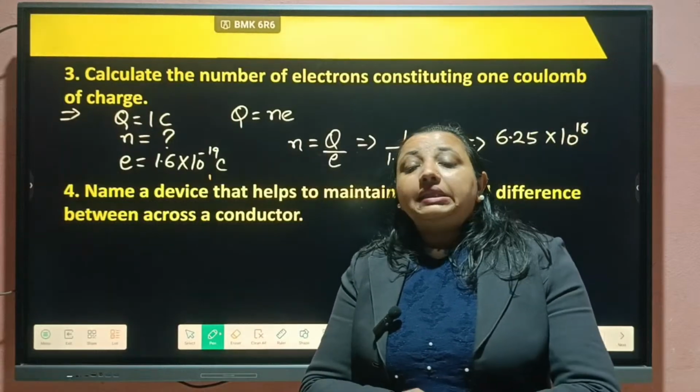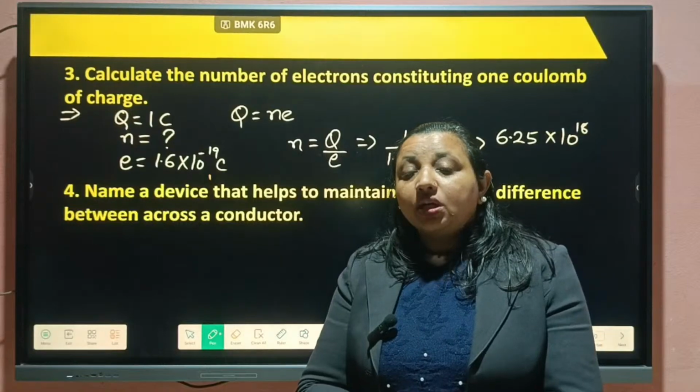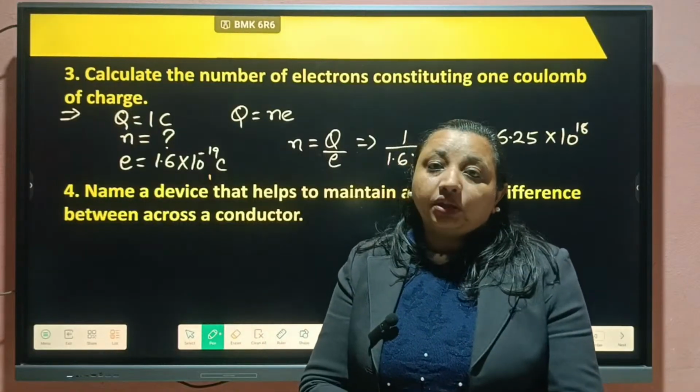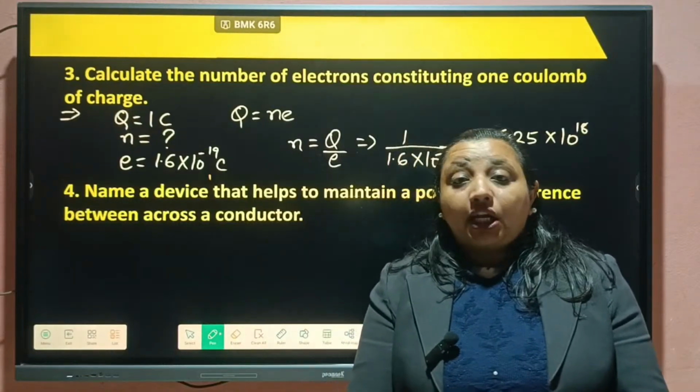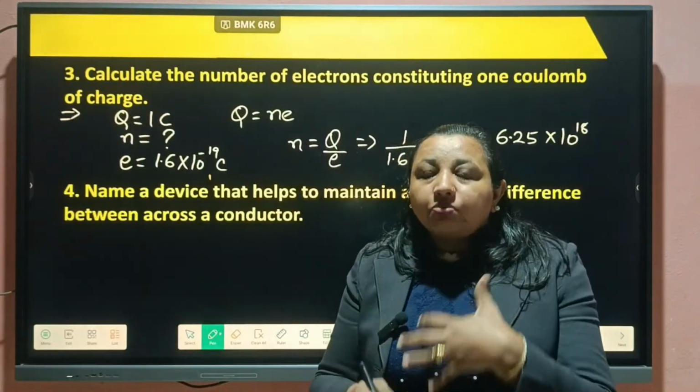So to make them move in a particular direction, to provide a velocity with which they get drifted from one end to the other end of the battery, we need a potential difference. So when we provide that potential difference, they start moving in a particular direction.